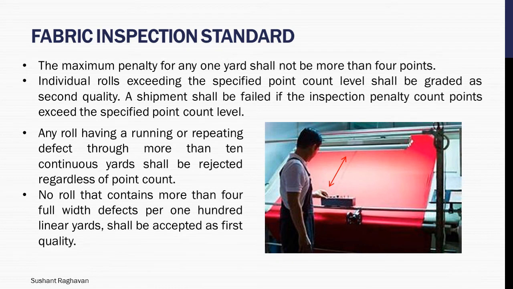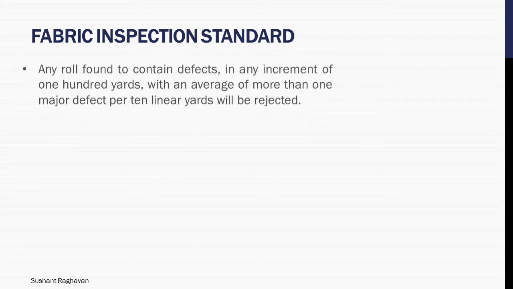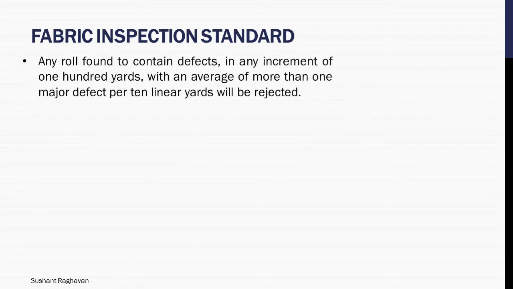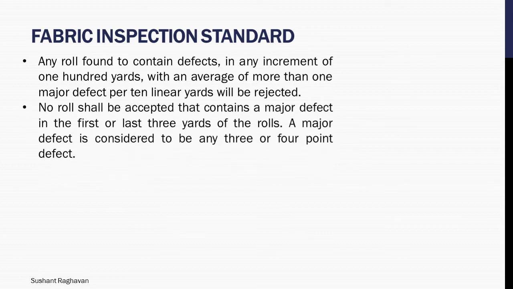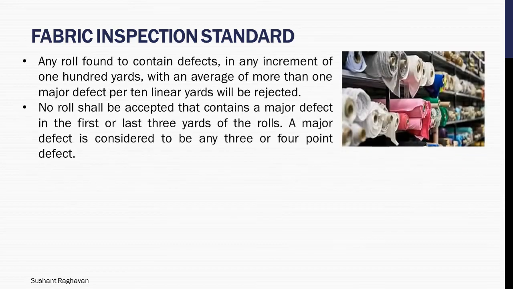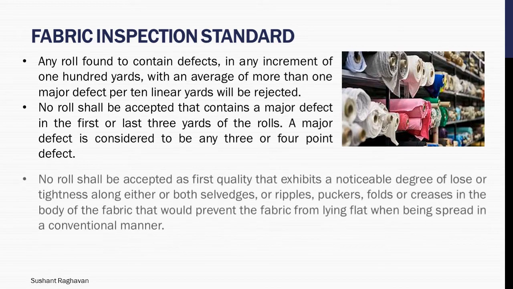No roll that contains more than 4 full width defects per 100 linear yards shall be accepted as first quality. Fabric inspection standard. Any roll found to contain defects in any increment of 100 yards with an average of more than 1 major defect per 10 linear yards will be rejected. No roll shall be accepted that contains a major defect in the first or last 3 yards of the roll. A major defect is considered to be any 3 or 4 point defect.